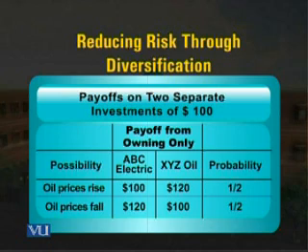If the oil prices decline, then the share of ABC Electronic goes up to 120 and the XYZ Oil price goes down to 100, and the probability is 1/2. What we see here is that when the oil price rises, XYZ Oil Company is experiencing an increase in price, whereas when the oil prices fall, then ABC Electronic is experiencing an increase in price.